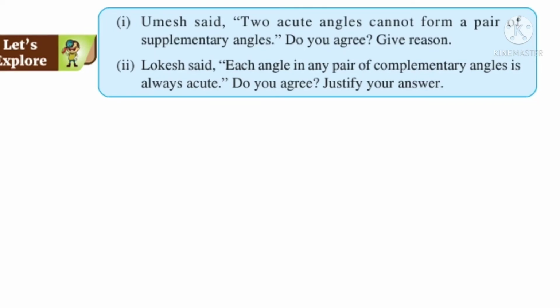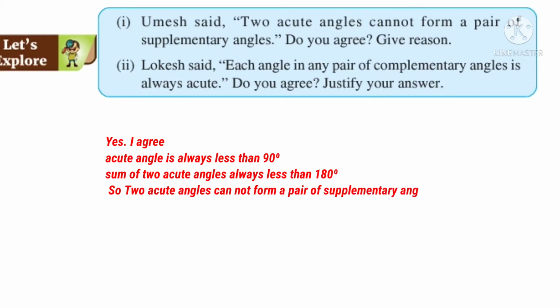Here is the solution for this. Yes. An acute angle is always less than 90 degrees. So the sum of two acute angles is always less than 180 degrees. Therefore, two acute angles cannot form a pair of supplementary angles. We can write this.